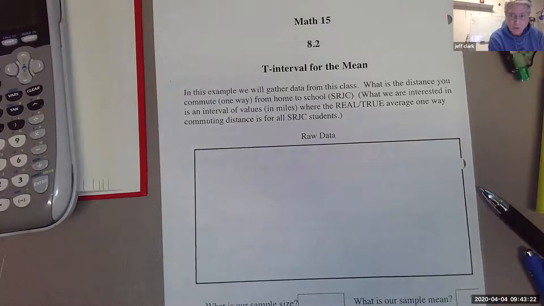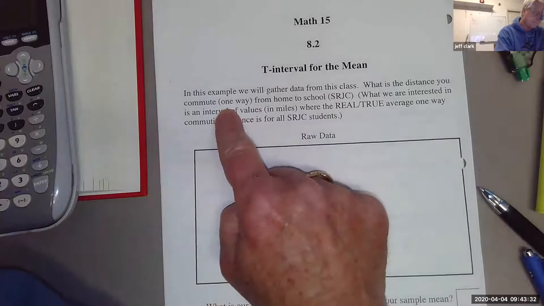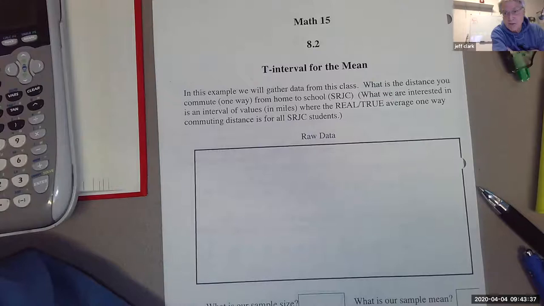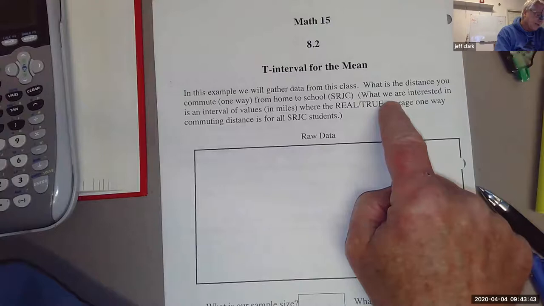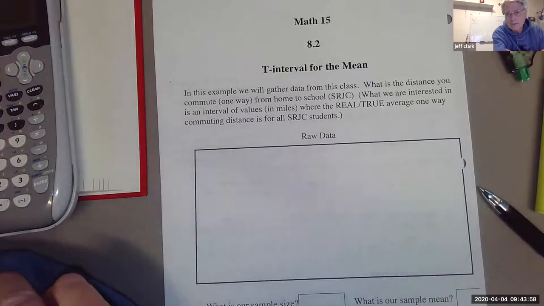Anyway, let's see. I would have asked for the distance you commute one way from home to school. Right now, your school is your home, so that should be zero. That's not very interesting. So let's assume, I'm going to do some fake data, pretending that you were in my class. And let's say that there were 20 of you in my class at the time. So I need to collect 20 responses.